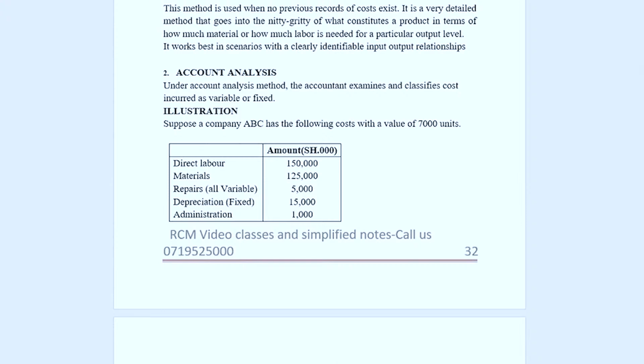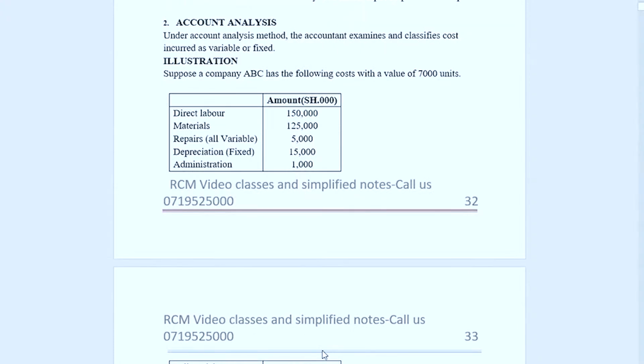Then, ladies and gentlemen, we have our administration expense. Administration over 1,000. And then we have indirect labor. I hope you're able to see indirect labor down here. They are giving us a figure of 4,000.